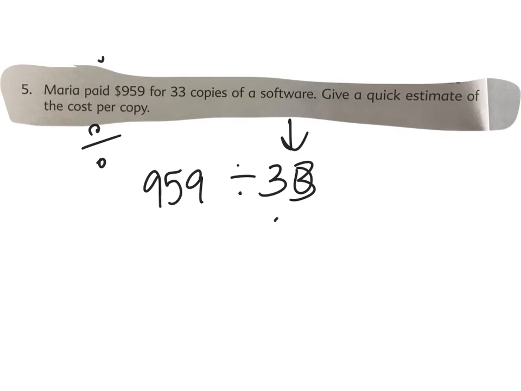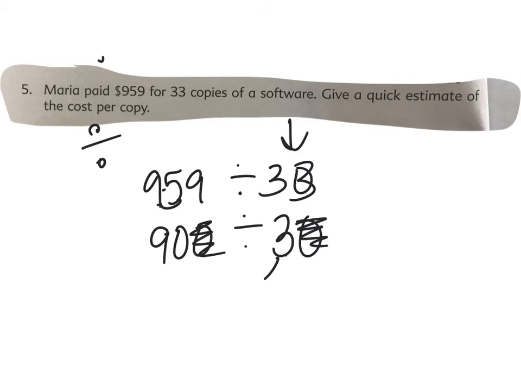You read my mind though. We're going to round that to 30. Now, what number does 3 go into evenly? I would round this up to 10, but 3 doesn't go into 10 evenly. So I can round it to 900. Cross off the zeros. 3 goes into 9 3 times with the 0 left over, unless you know that 3 goes into 90 30 times. There's your answer. It's going to be about $30 per copy.